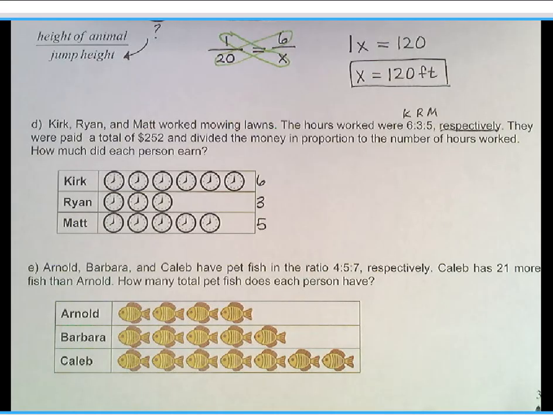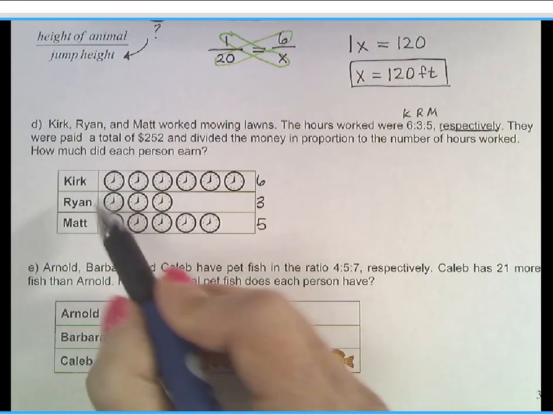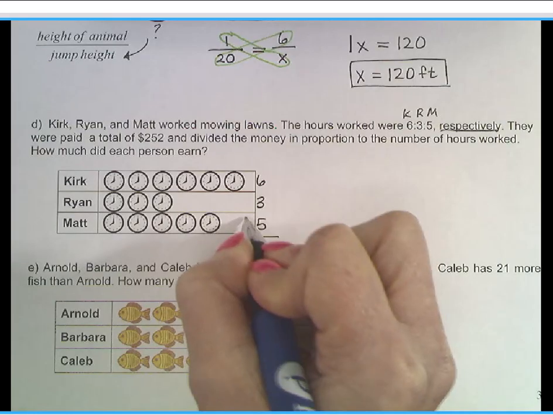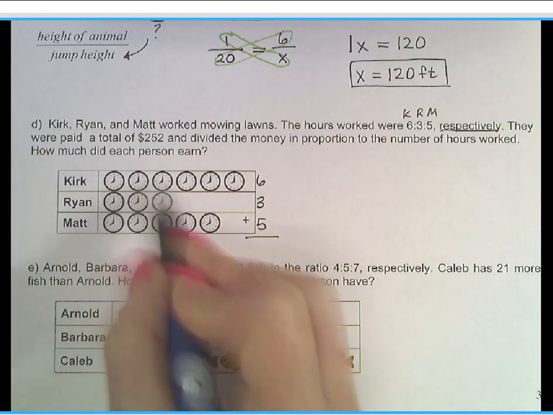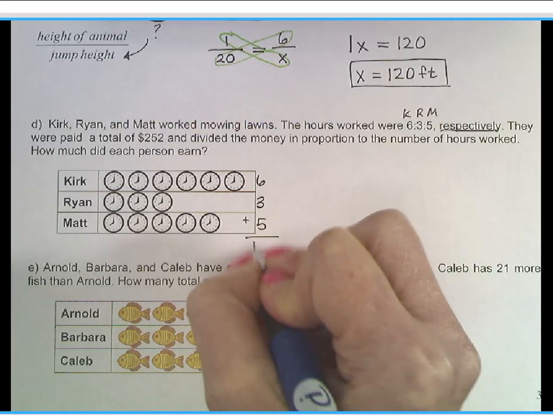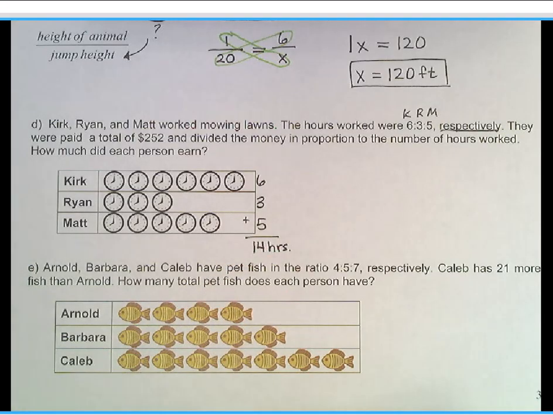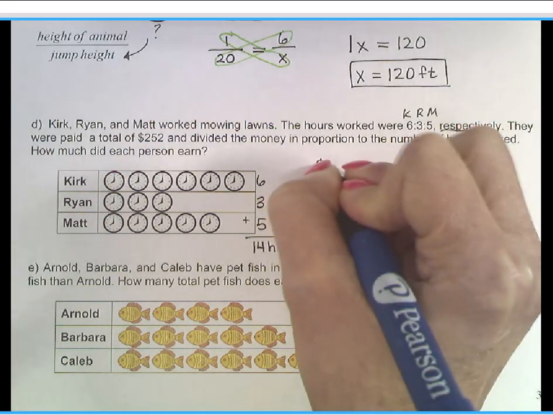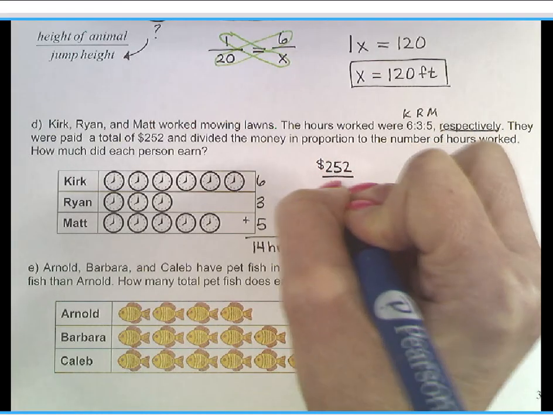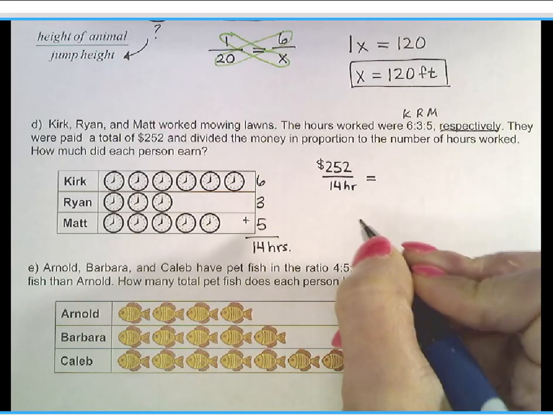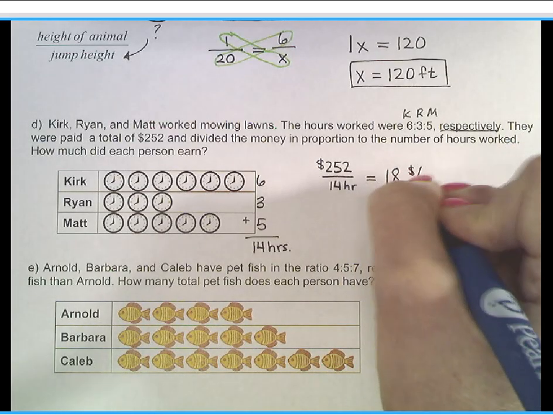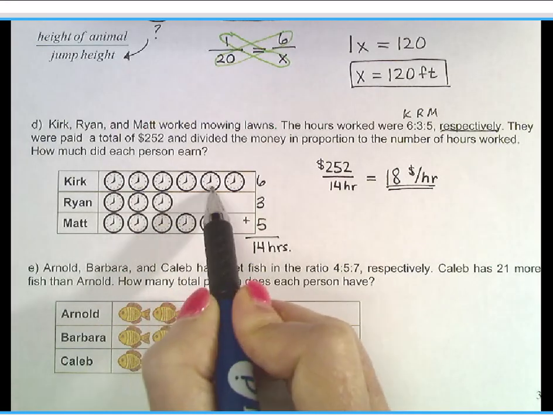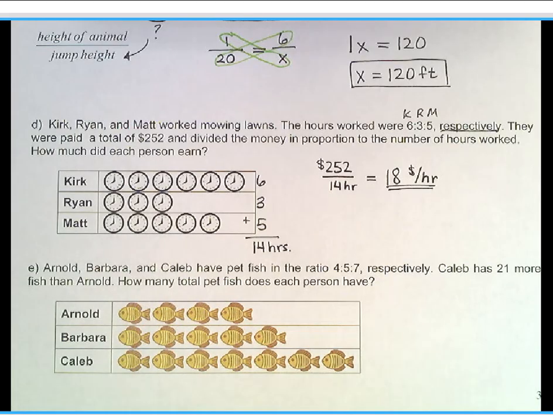So we've got to divide up the $252. You don't just divide it among 3 people. You have to consider how many hours. So we do need to look at the total number of hours. And if you just count my little clocks here, 6 plus 3 plus 5 is 14 total hours. So we're going to divide this up per hour. So 252 divided by 14 total hours. If you divide that, you get $18 per hour. Each one of these little clocks is 18 bucks, right? Each one is 18 bucks.